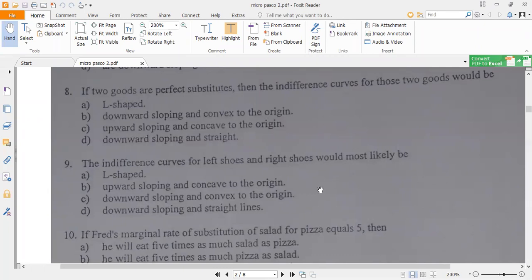Like ice cream and pie, assuming they are perfect complements. If that's the case, they have to be consumed together. You can't just consume one and leave the other. So they are most likely to be L-shaped.